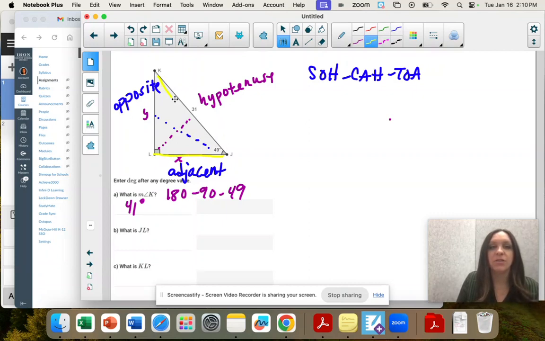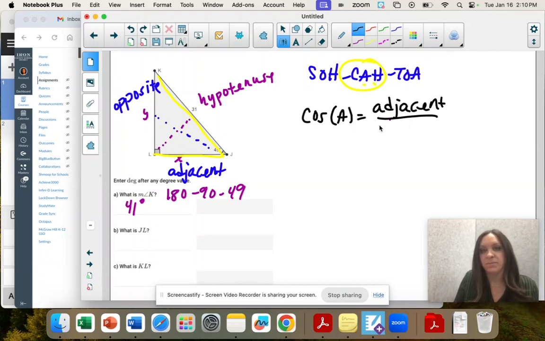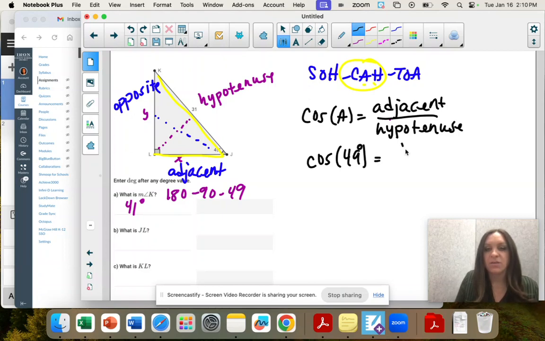Adjacent and hypotenuse. That would be cosine, AH. So cosine of some angle is adjacent over hypotenuse. And let's plug in everything we know. So the angle is 49 degrees. The adjacent side's what we're solving for, and the hypotenuse is 31. So let's get x by itself. Let's get rid of the fraction. Multiply both sides by 31. And that's it. X is by itself.